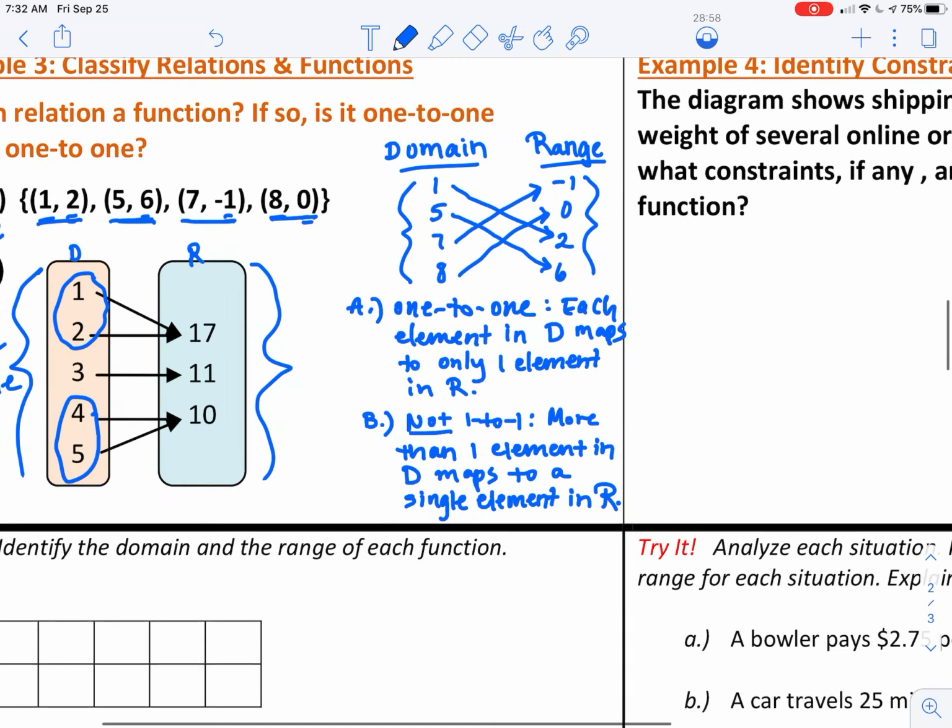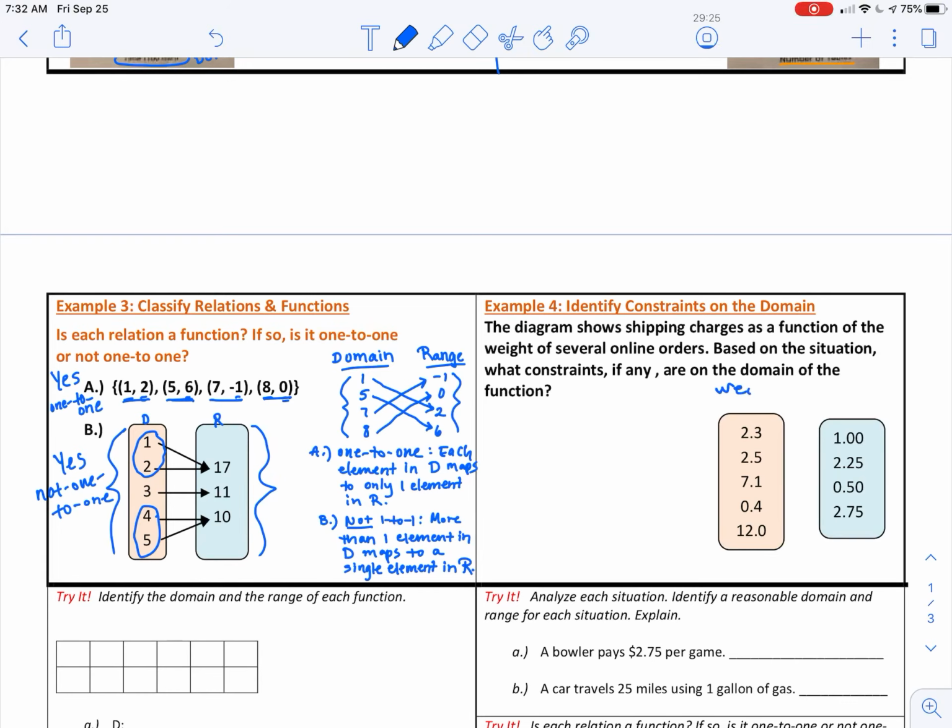Let's look at example 4. Let's identify the constraints on this domain. So what does that mean? So we have a problem here. Let's look at what this says. The diagram shows shipping charges as a function of the weight. So this represents weight over here. Let's fill that in. This is the weight. Weight of what? Of several online orders.